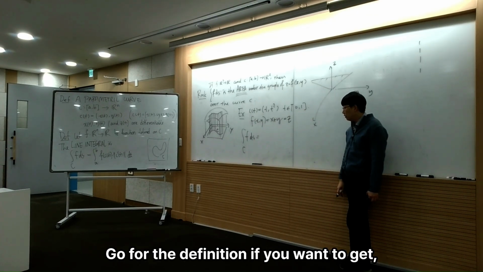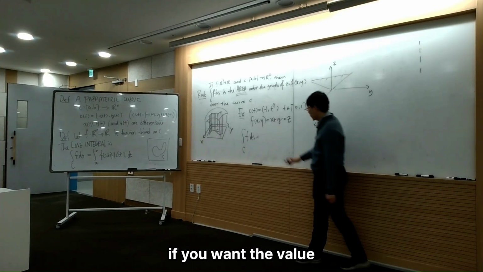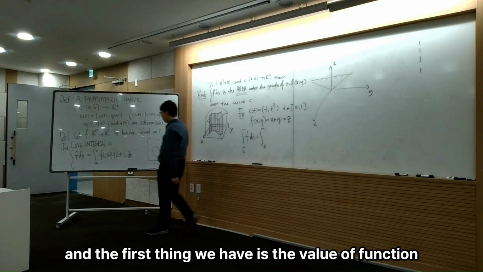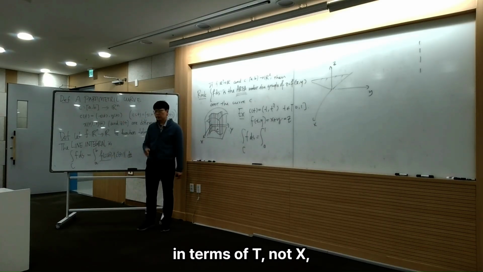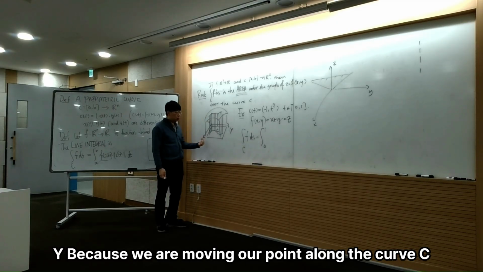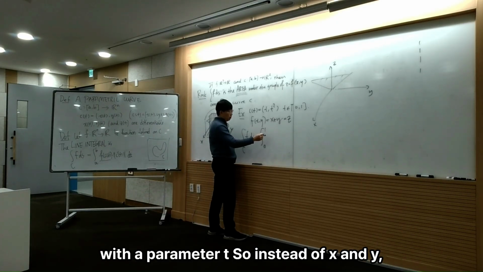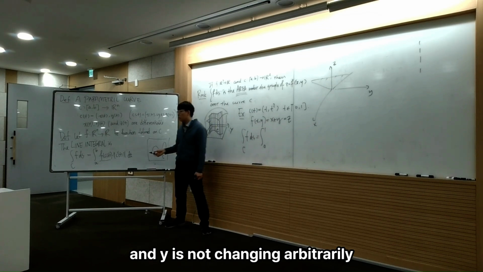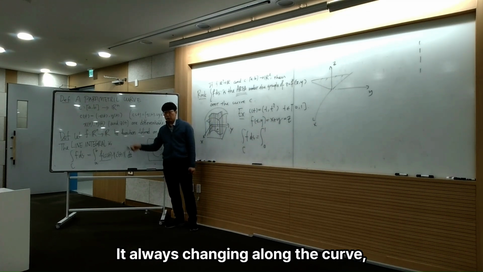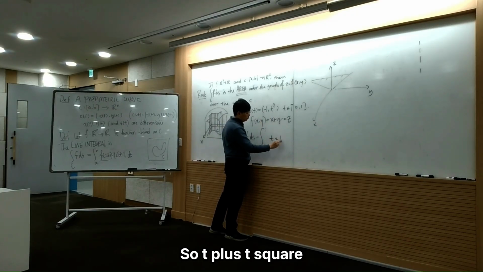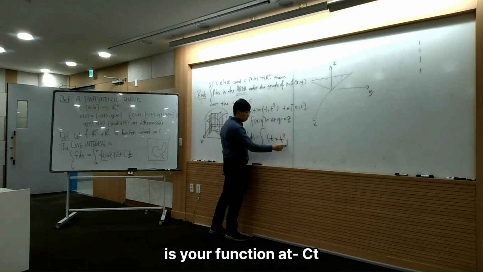So let's find the value and then think about the meaning. Go for the definition if you want the value. So we have a, b to be 0 and 1. And the first thing we have is the value of the function in terms of t, not x, y, because we are moving our point along the curve C with the parameter t. So instead of x and y, this is your x, this is your y. Your x and y are not changing arbitrarily. They're always changing along the curve. So you have to use this coordinate function. So t plus t squared is your function at c of t.